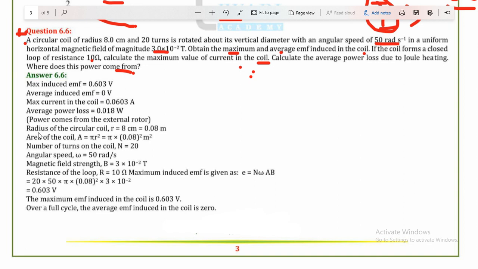You can see what the given quantities are. The radius of the circular coil is given, that is r is equal to 8 centimeter. You can change this into meter, so you can see here 0.08 meter. Then the area of the coil is pi r square, that is pi into r square, this much in meter square. So it is also in MKS system. Now the number of turns on the coil is given as 20.